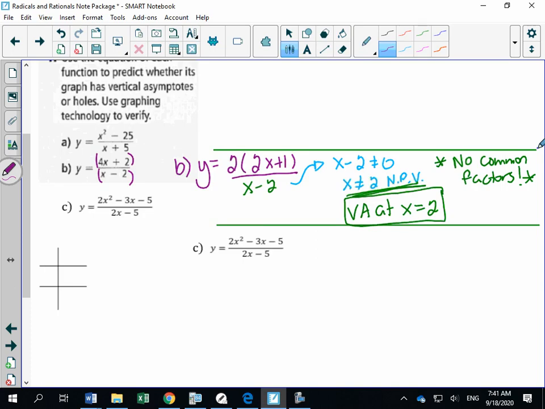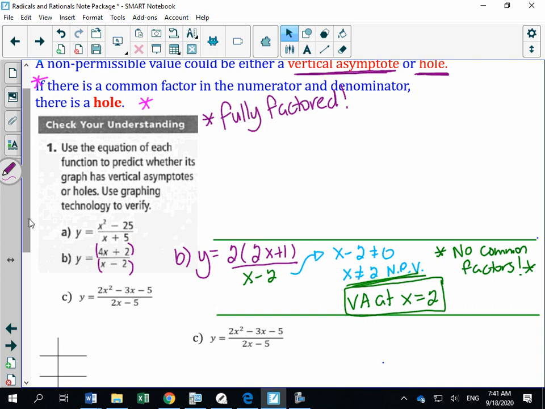Now what we're going to do is go to A. And B was our example of no common factors, right? When we simplify or factor and there's no common factors, we're going to have a vertical asymptote. Let's look at what happens for A when we have a common factor. So again, we've got to fully factor.